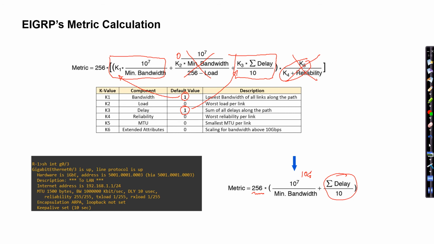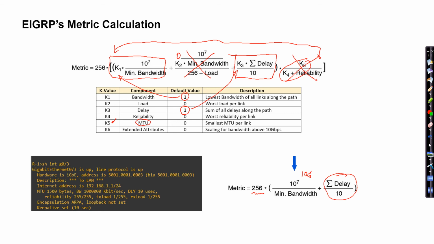To be able to use load or reliability, you have to turn this K-value on. And remember, if you turn on a K-value of an interface, your other neighbor also must match that K-value as well. Many people ask me if they want to turn on this MTU or K5, where does the MTU actually fit in? If you look at the original formula here, MTU is actually not in there. So I have no idea how to implement MTU.